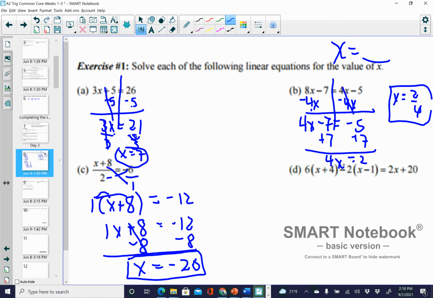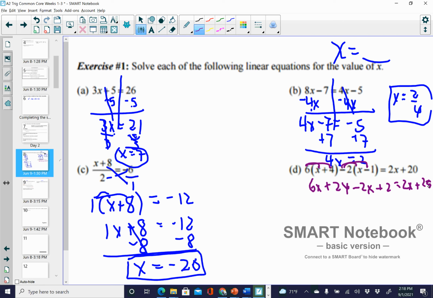Okay, this last problem over here, let me just go ahead and erase the bottom of this. I'm going to change color so you can maybe see it a little bit better. You're going to take the 6 and distribute it with the x, so 6x. You can do the same thing over here with the 4 plus 24. You're going to take the minus 2, do the same thing on this side. So minus 2 times x is minus 2x. Minus 2 times negative 1 is positive 2, is equal to 2x plus 20.